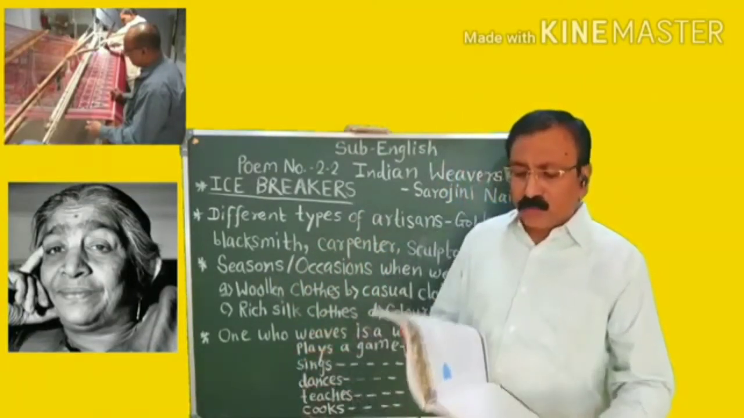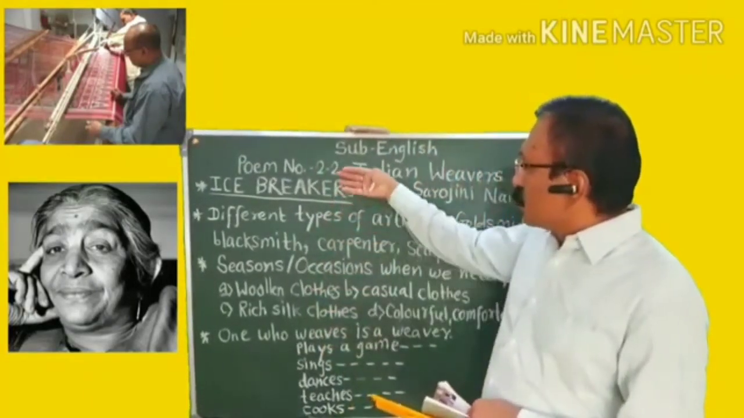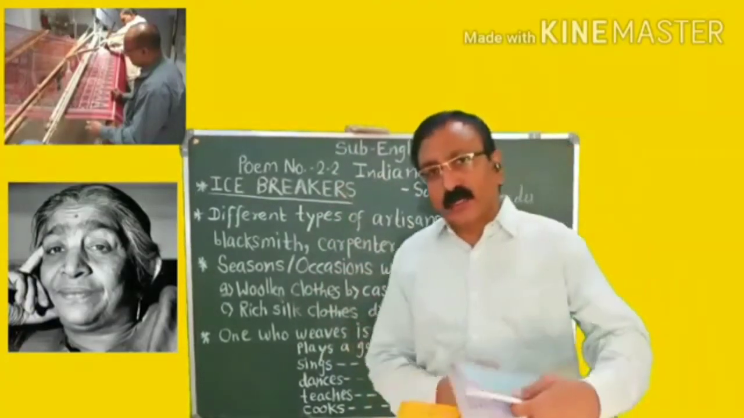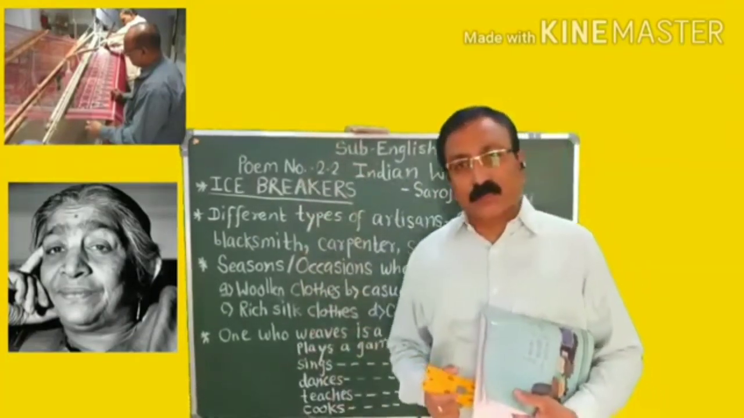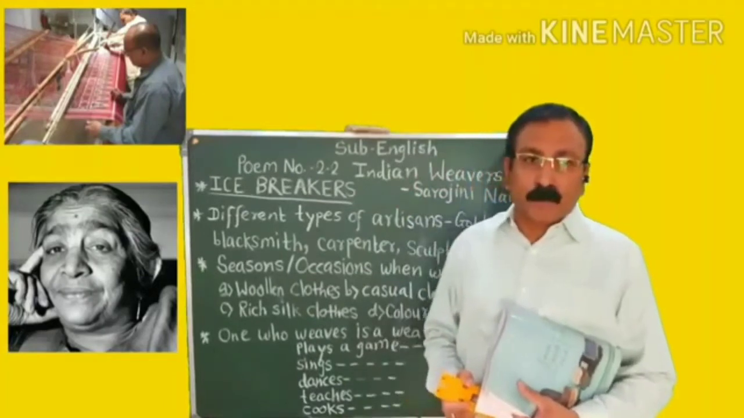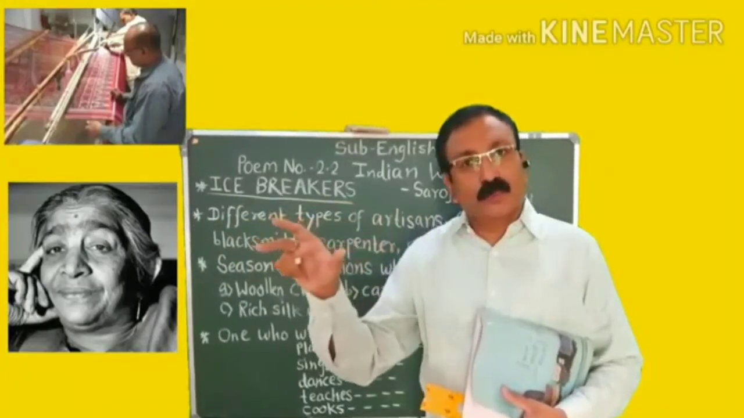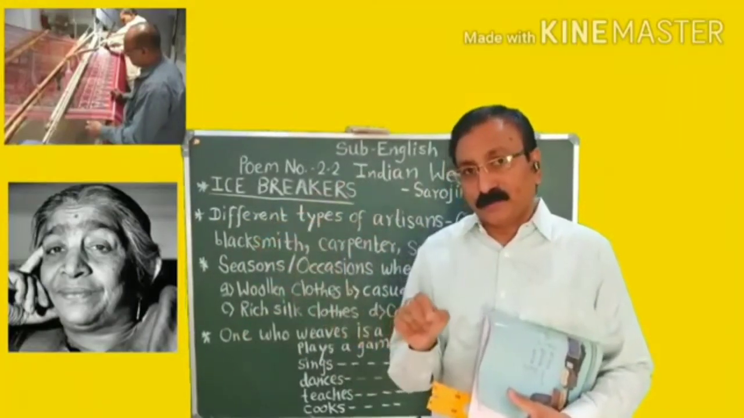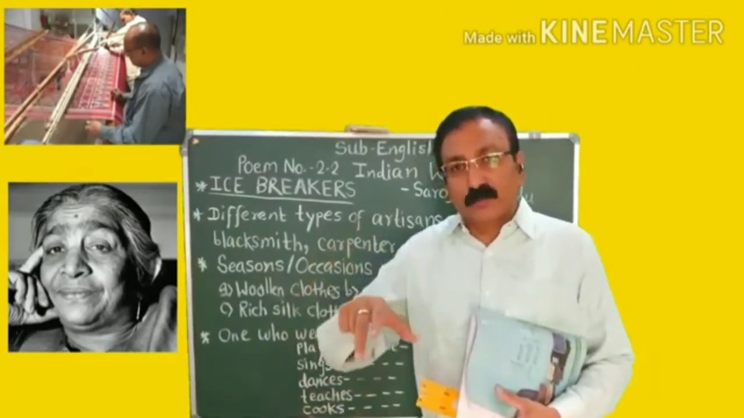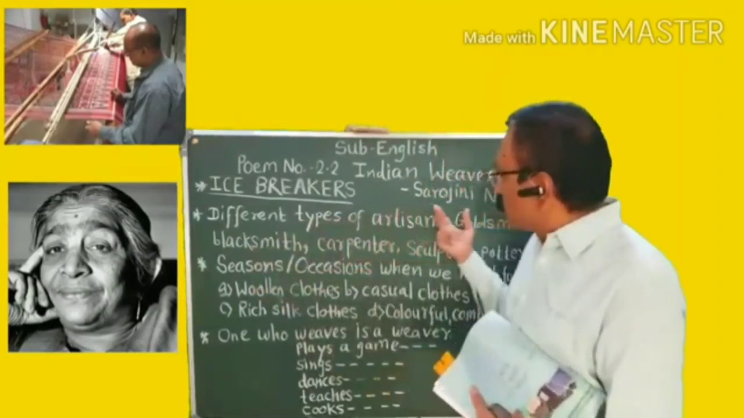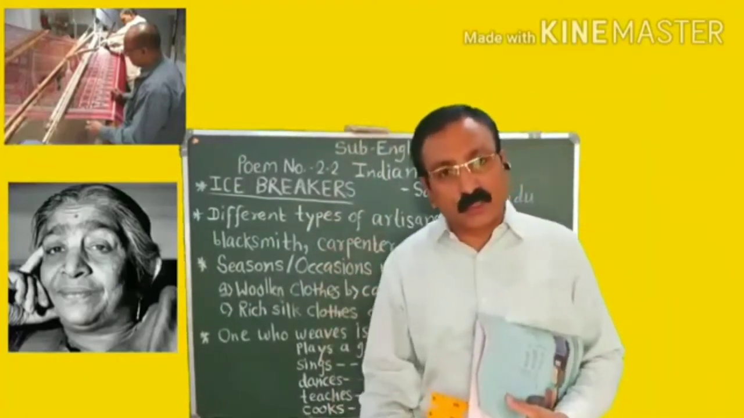So this is how we have discussed all the activities from the section icebreaker. I am sure that you must have understood all the activities given in the icebreaker section, and I am sure that you must have got an idea what is the subject of the poem, what is the theme of the poem, what does the poetess discuss in the poem. You must have got the rough idea from all the activities given in the icebreaker section.